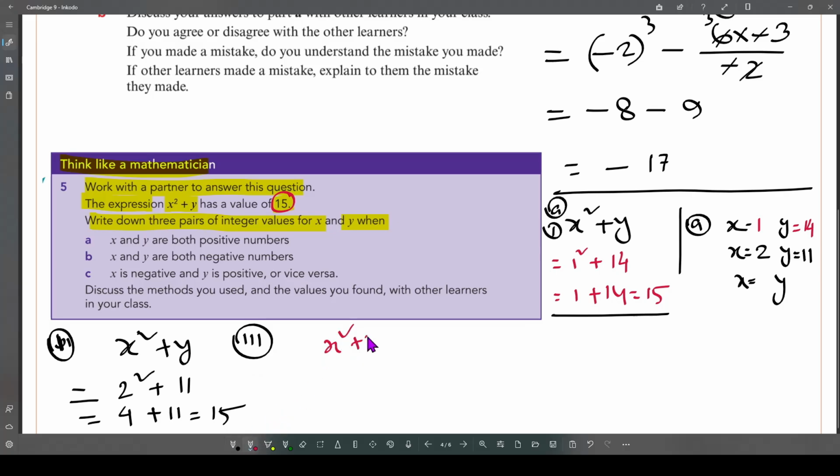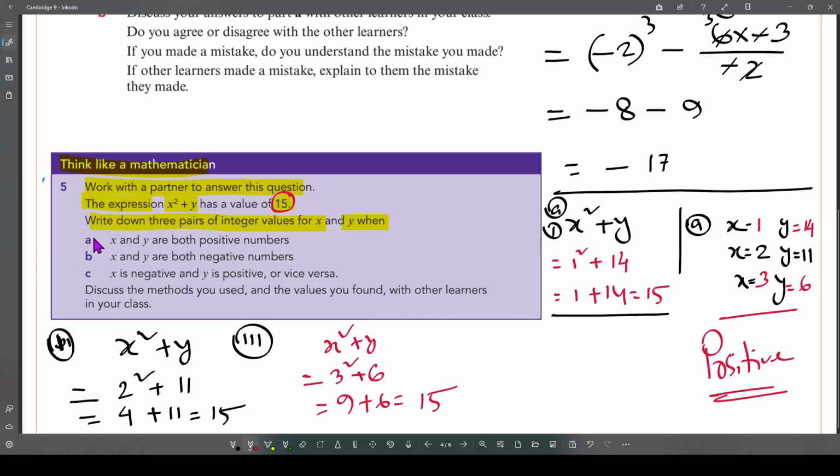x square plus y. Now look, if x equals 3, so 3 square means 9, so we need 6. So 3 square, 9, plus 6 will be 15. So once x equals 3, that time y equals what? 6. So x and y are both positive numbers. Here x and y all are positive numbers.